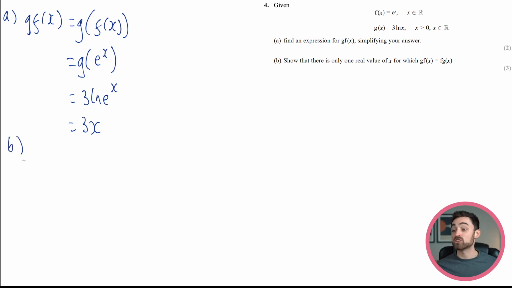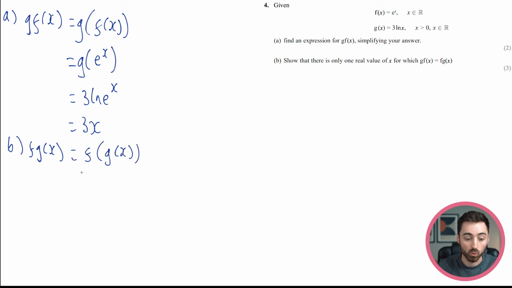Right. Part B says show there is only one real value of x for which gf of x equals fg of x. Okay, well we've already worked out gf of x, haven't we? If we were to work out fg of x and then just stick it equals the answer for part A, we're going to get an equation, try and solve it, see what happens. So fg of x, what's that going to equal? Well, we just do the same thing, so it's going to be f bracket of g of x. What's g of x? It's 3 ln x. So stick 3 ln x instead of the x in the f. So it's going to be e to the 3 ln x.